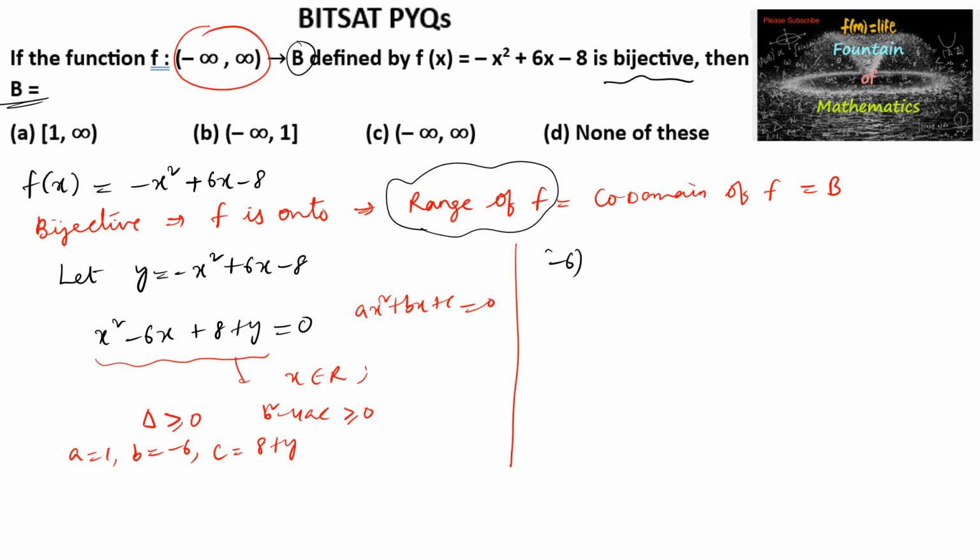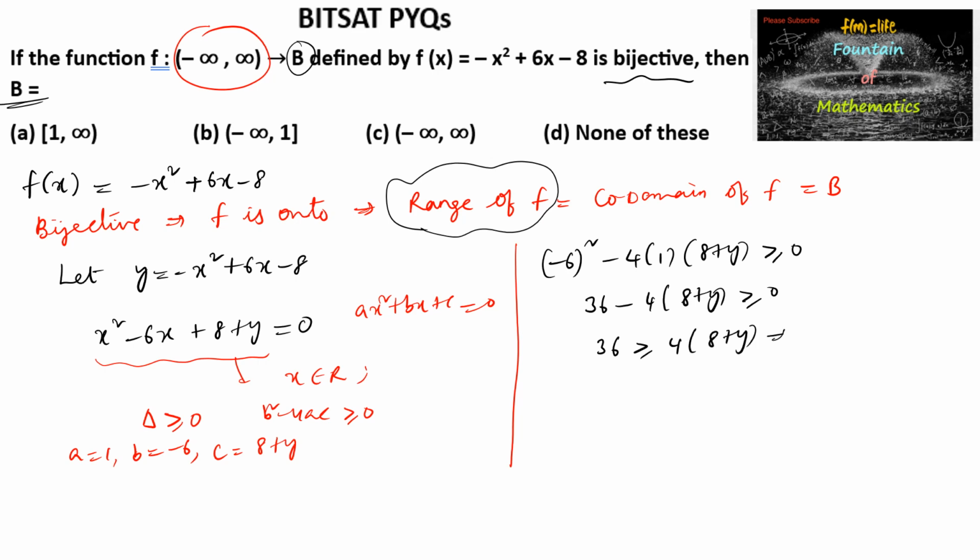b square, that is minus 6 whole square, minus 4 times of 1 into 8 plus y is greater than or equal to 0, that is 36 minus 4 times of 8 plus y is greater than or equal to 0, or we can also take 36 is greater than or equal to 4 times of 8 plus y, or 9 is greater than or equal to 8 plus y, or we can also say 8 plus y is less than or equal to 9. So y is less than or equal to 9 minus 8, that is 1. So we can consider that y belongs to minus infinity to 1.